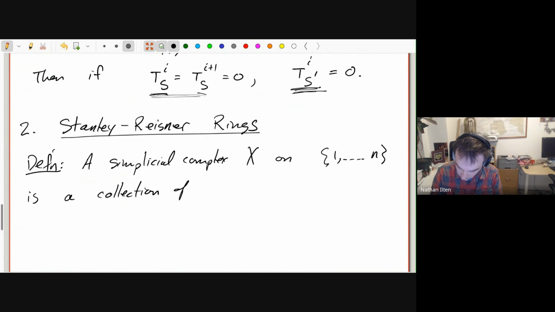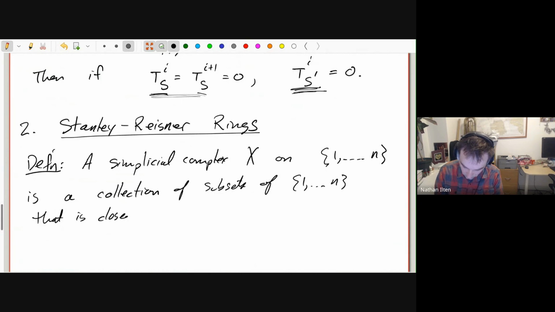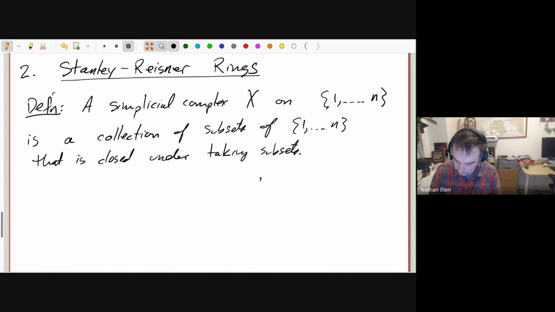of subsets of 1 up to n that is closed under taking subsets. So let me give an example. And the way that I'm going to give this example, that we're going to think about any simplicial complex, is always actually in terms of a picture. So let's say that maybe n is 4.